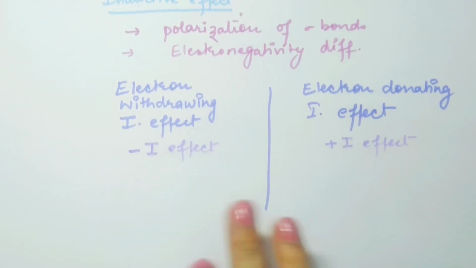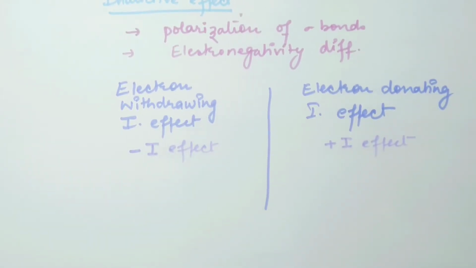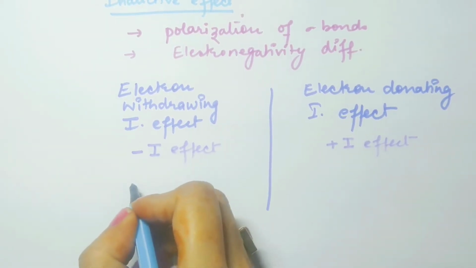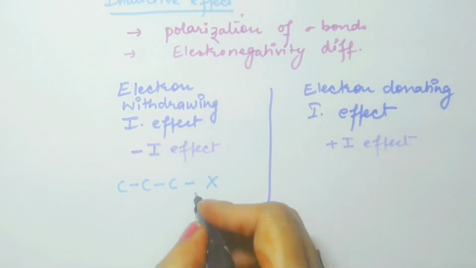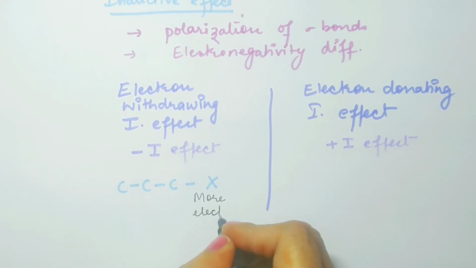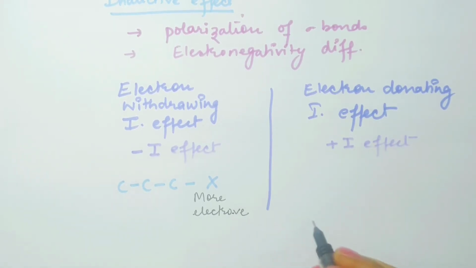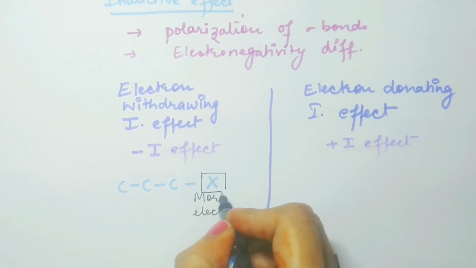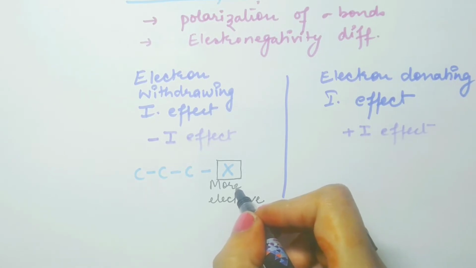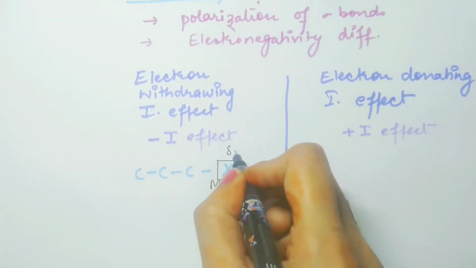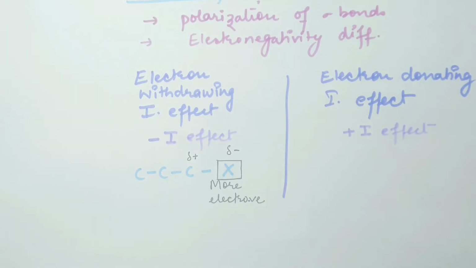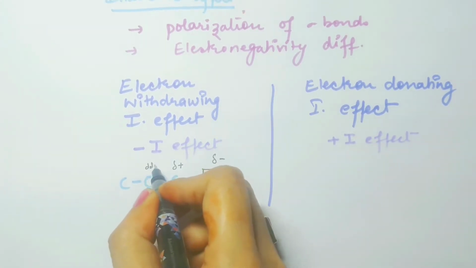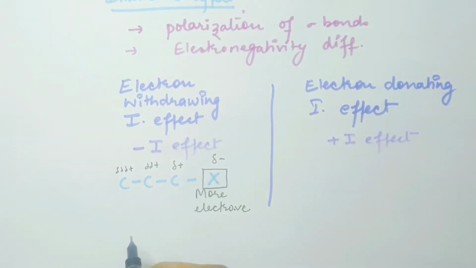The electron withdrawing inductive effect is shown by an electron withdrawing group. We are taking a carbon chain, carbon, carbon, carbon, and here we have a group which is more electronegative. When it is more electronegative, the group will have more tendency to attract electrons towards itself, so it will develop a partial negative charge. By loss of electron from this carbon, it will develop a partial positive charge, and so on. So with distance, the inductive effect decreases.